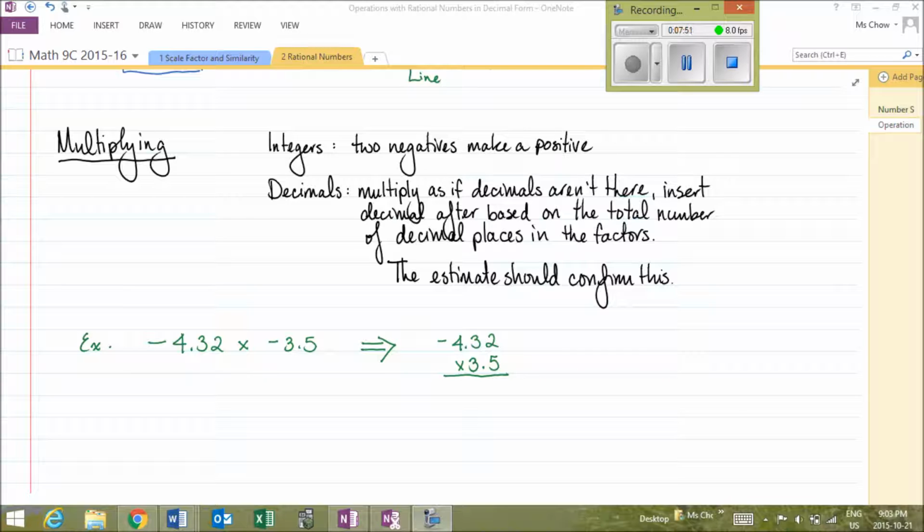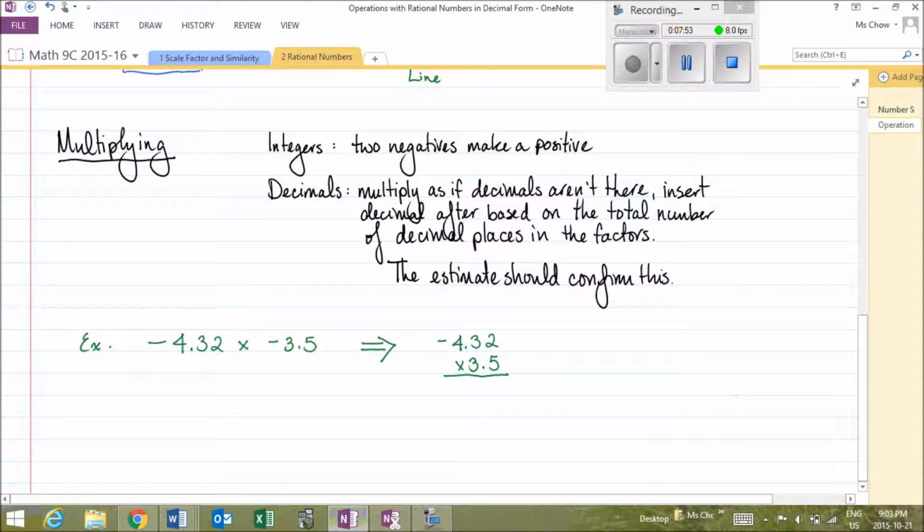So if we were to line these up as 432 times 35, we already know that negative times negative, so we've got 2 negatives, our answer is going to be positive. So I'll keep that in mind. Perhaps I'll even write the positive down. So looking at this, forgetting about those decimals, 5 times 2 is 10. Carry the 1. 5 times 3 is 15. Add the 1 is 16.